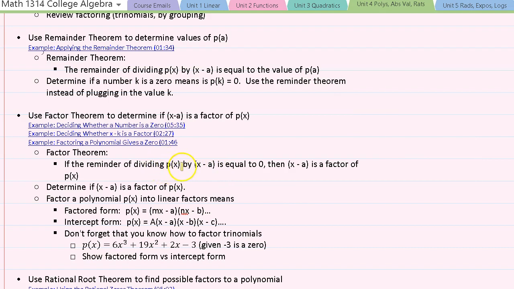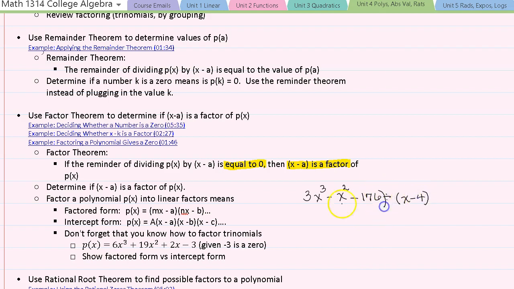The factor theorem states that if the remainder of dividing p of x by x minus a is equal to 0, then x minus a is a factor of our polynomial, p of x. So, if we had 3x cubed minus x squared minus 176 divided by x minus 4, we can do the synthetic division and find that the remainder is 0.